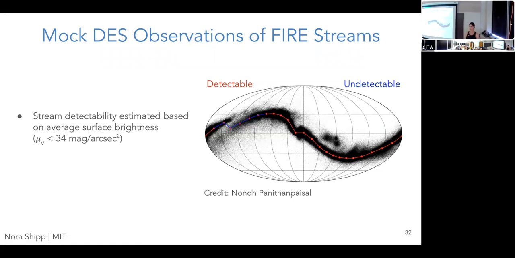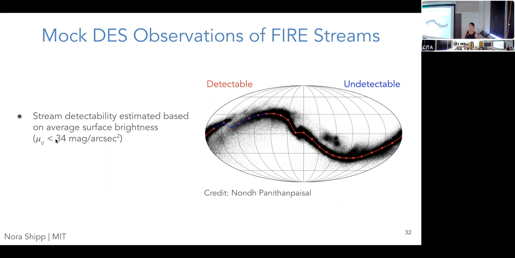I mentioned that to search for these streams in the Dark Energy Survey, we're essentially picking out stars that we think are likely to be stream member stars, so they're old and metal poor. And we're looking at resolved star catalogs. We're not looking in images. And so we calculate the surface brightness of each of the segments of the FIRE streams in order to estimate their detectability using the same method that we would for the Dark Energy Survey, if that makes sense.